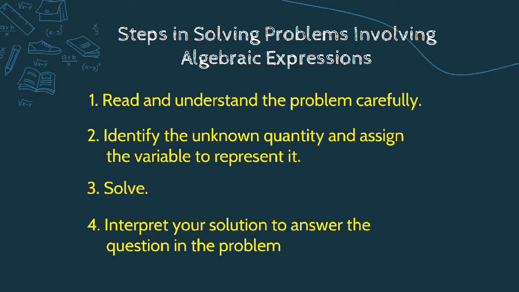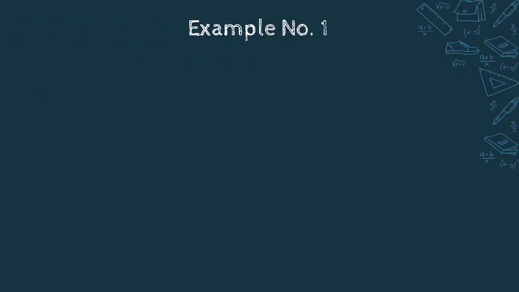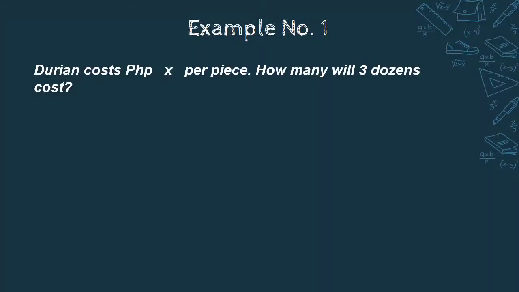So here are the examples for you on how to solve word problems involving algebraic expressions. Example number 1: a durian costs x Philippine pesos per piece. The question is, how much will 3 dozens cost? So going back to our steps in solving problems involving algebraic expressions, we should read and analyze the problem given.